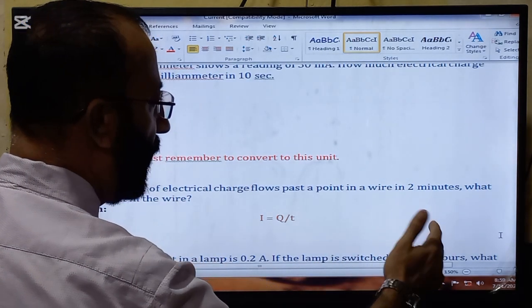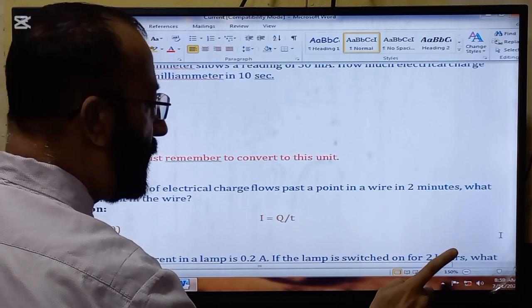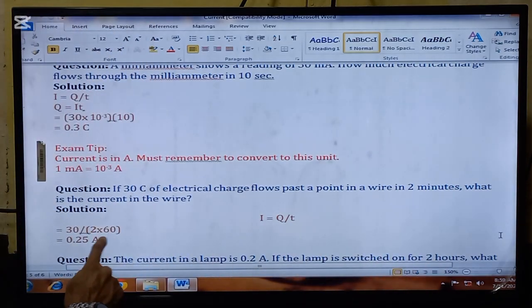In 1 minute there are 60 seconds. So 2 multiplied by 60. Solve it on the calculator. The answer will be in ampere.